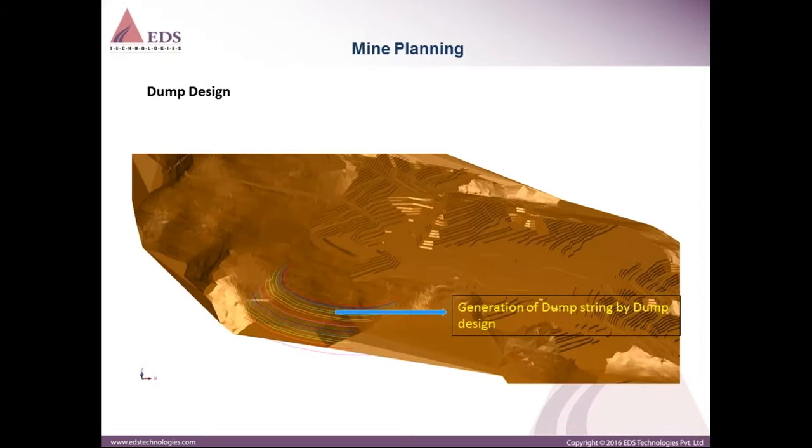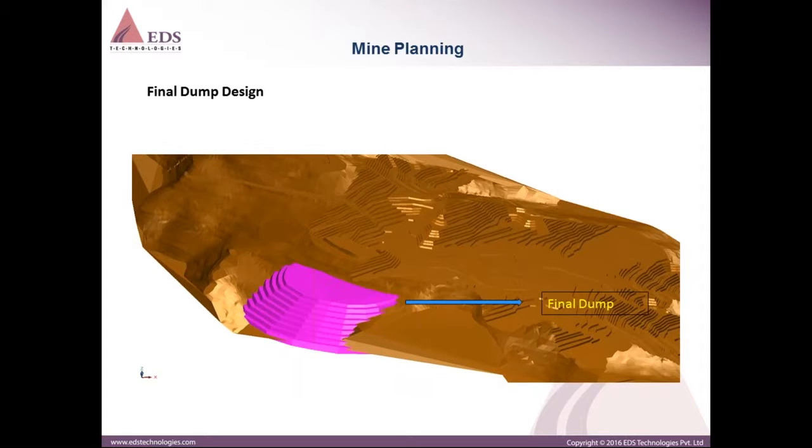And once pit design has been completed, then you have to design your dump design, because you have to accommodate your waste material. So you can select the location for dump designing, and then you can generate strings, and then from that you can design a 3D surface of a dump, and then you calculate the volume and see whether that particular dump will accommodate all the waste excavated from the pit or not. So if it's not accommodated, then you have to select another area, and then you have to design another dump.